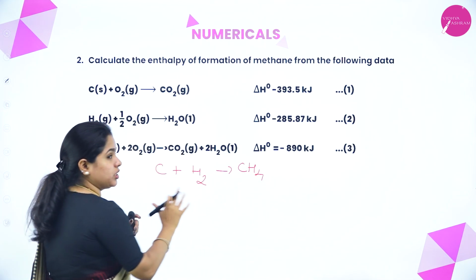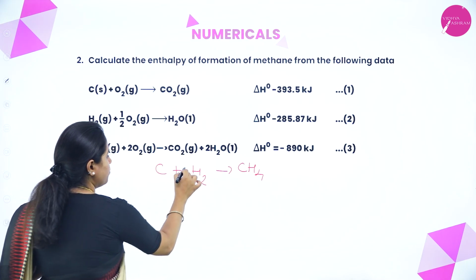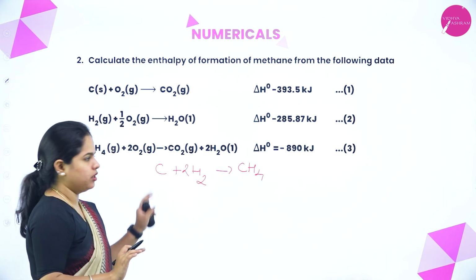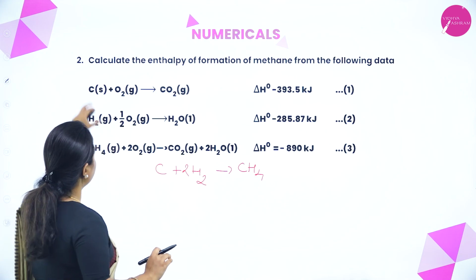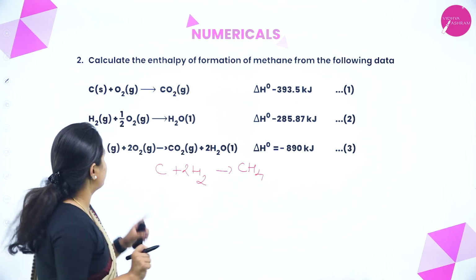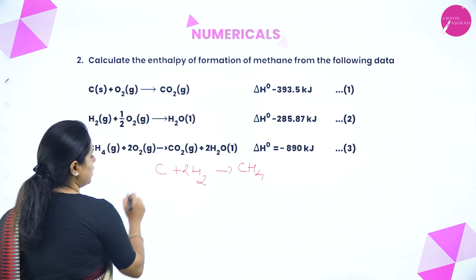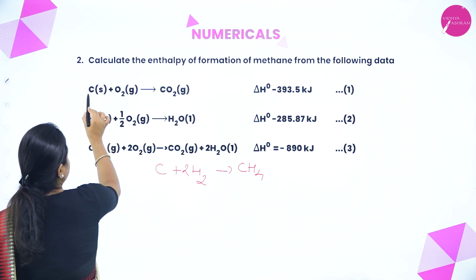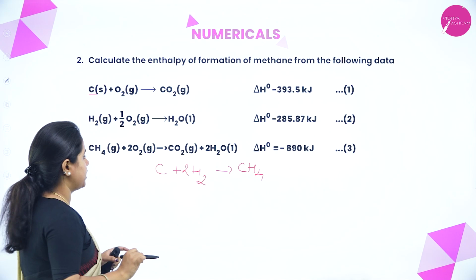This is the equation that we have to end up with. So I balance it. This is the equation. So we have to end up in this equation. So let's take these 3 equations and let's see what all rearrangements we have to do here. So carbon is in the reactant side here. You can see it's carbon is in the reactant side itself.